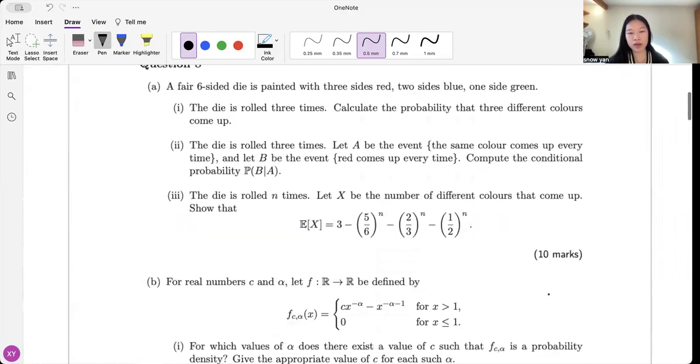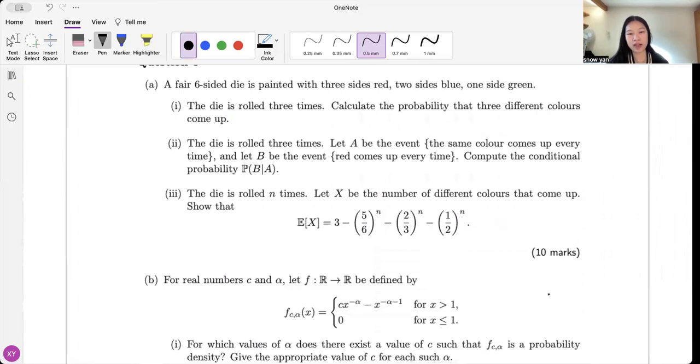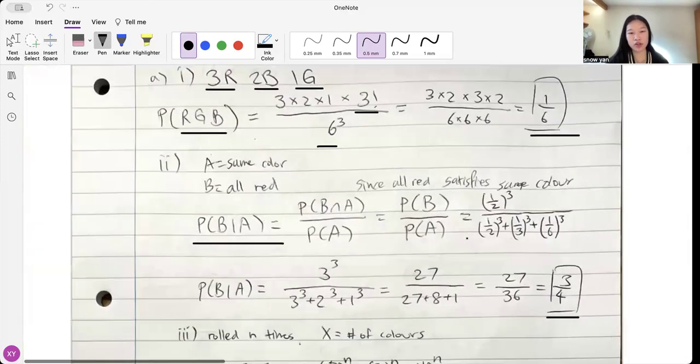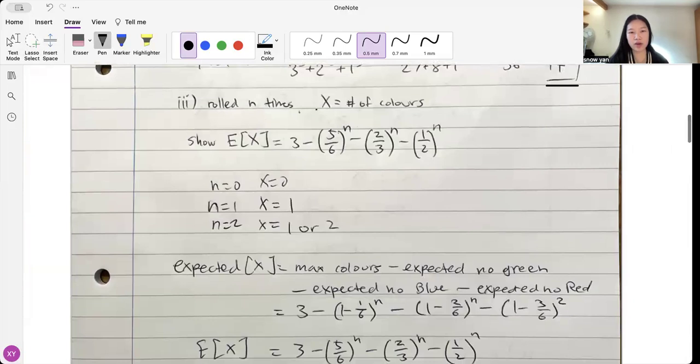For part three, the die is rolled n times. Let X be the number of different colors that come up. Show that E of X is equal to this expression. So how I did this question was that I thought of X as the number of colors, right? I want to show that.